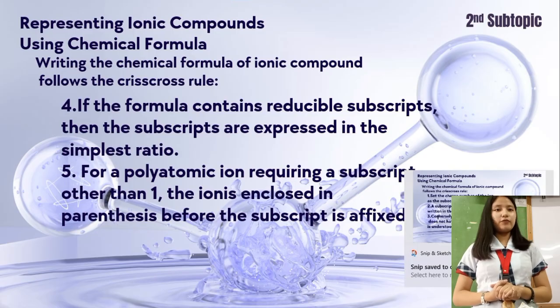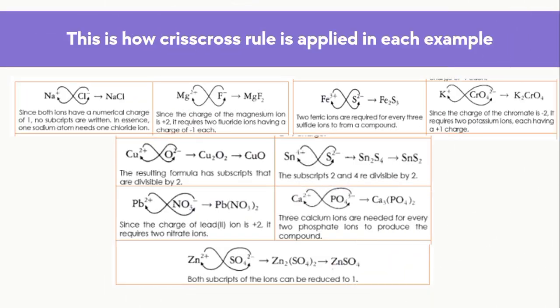And lastly, number 5, for a polyatomic ion requiring a subscript other than 1, the ion is enclosed in parentheses before the subscript is affixed. Take a look at how the criss-cross rule is applied in each example.